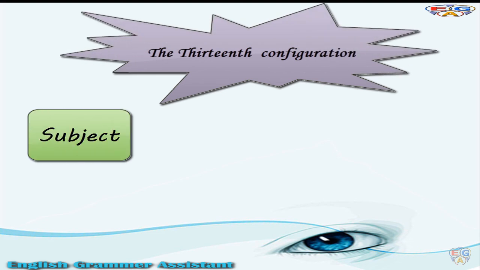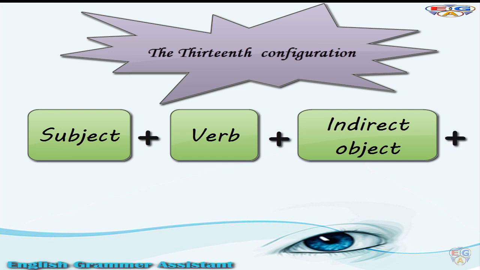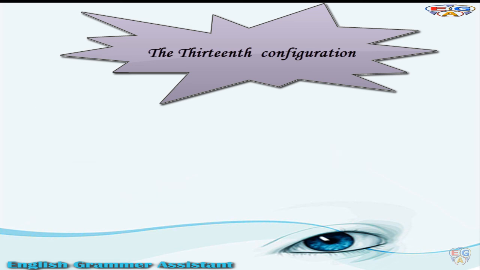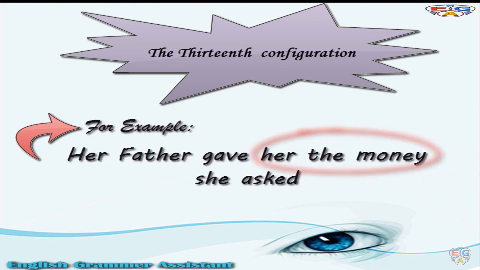The 13th configuration. This configuration comes as follows. Subject, plus verb, plus indirect object, plus direct object. For example, her father gave her the money she asked. Her here is the indirect object, and the money is the direct object.